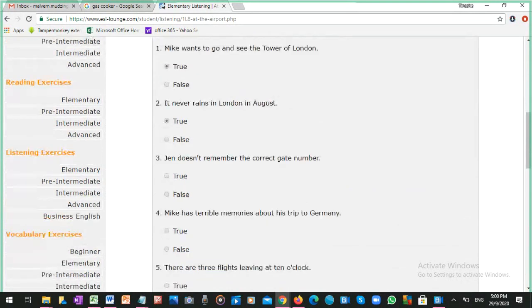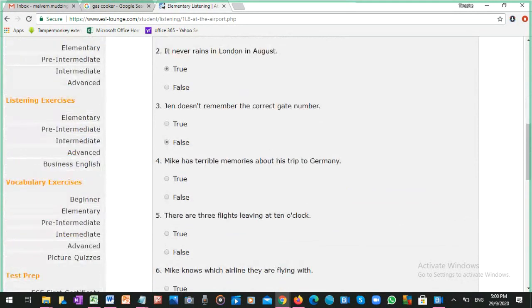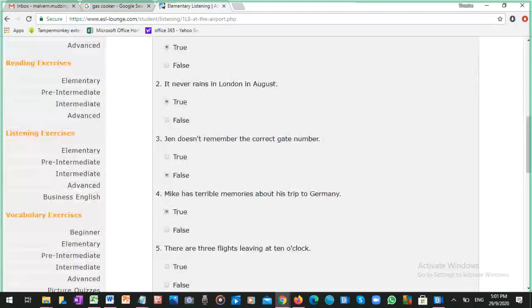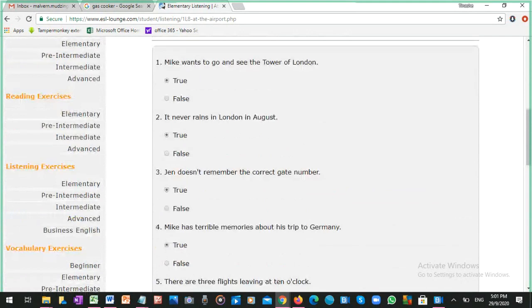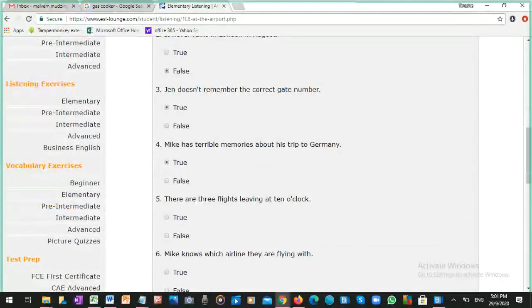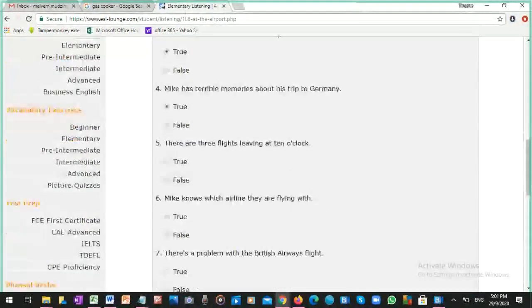Jen doesn't remember the correct gate number. Mike has terrible memories about his trip to Germany. All right, so Jen doesn't remember the gate number. That's true. It never rains in London in August. That's false. No, that's true. Mike has terrible memories about his trip to Germany. That's true. Okay.